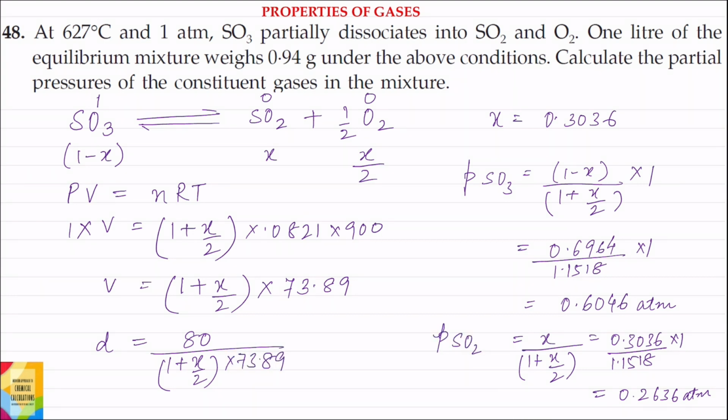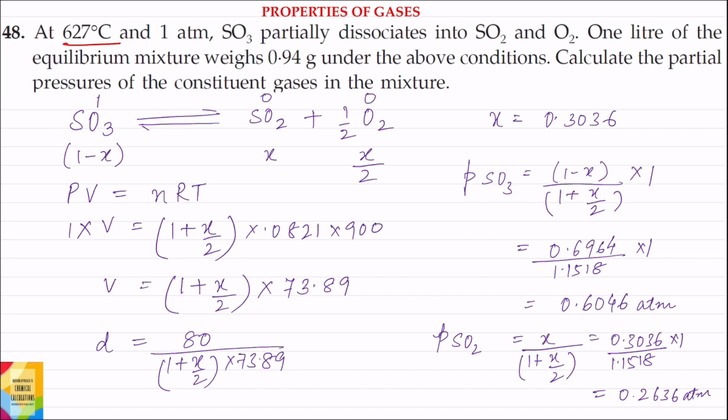Question 48. At 627 degrees centigrade and 1 atmosphere, SO3 partially dissociates into SO2 and O2. 1 liter of the equilibrium mixture weighs 0.94 gram under the above conditions. Calculate the partial pressures of the constituent gases in the mixture.